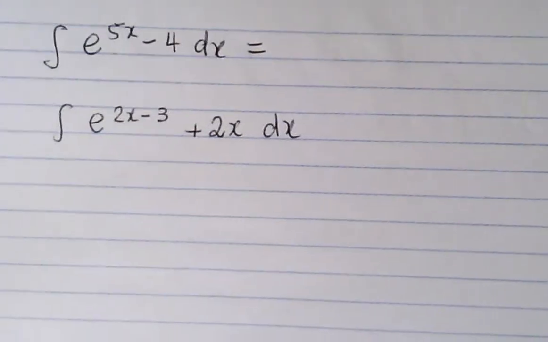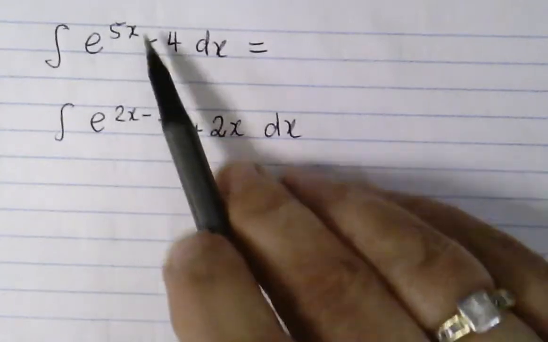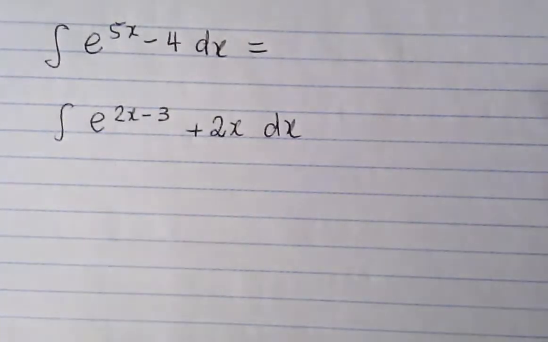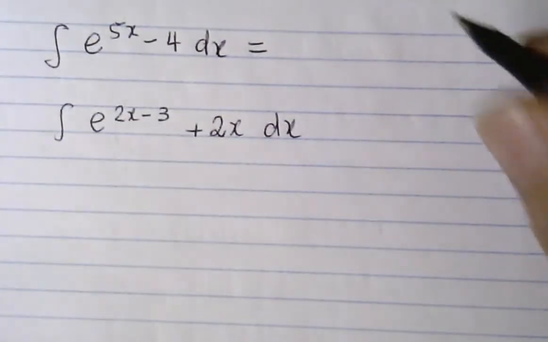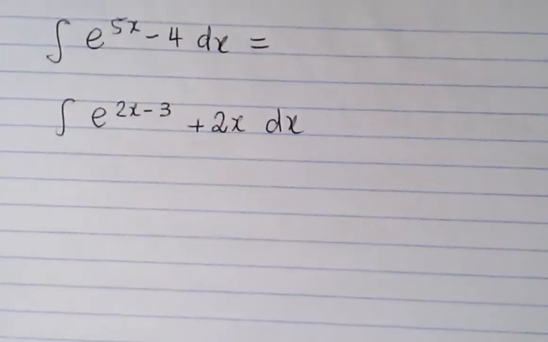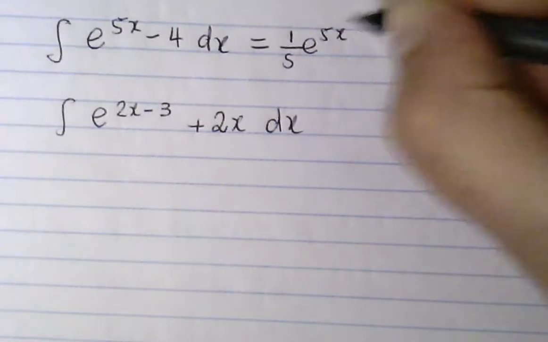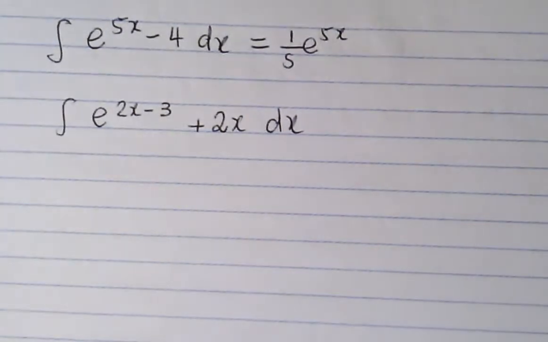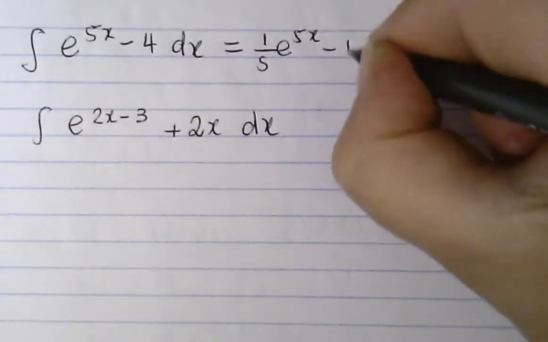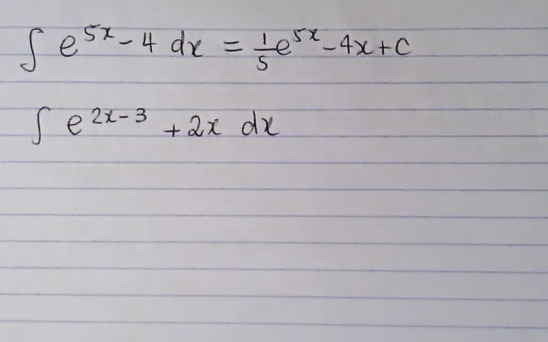Here's another one. Integrate the following, e to the power of 5x minus 4 dx. So just do one term at a time. What do you get when you integrate e to the 5x? 1 on 5, e to the 5x. What do you get when you integrate negative 4? Good, plus c, so don't forget that.